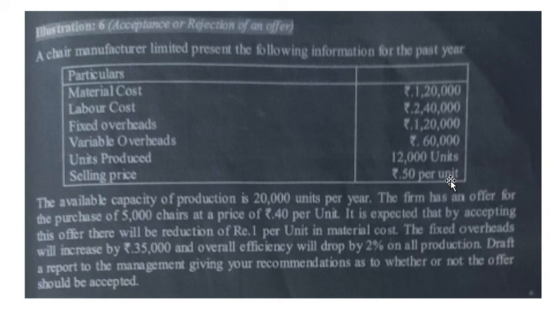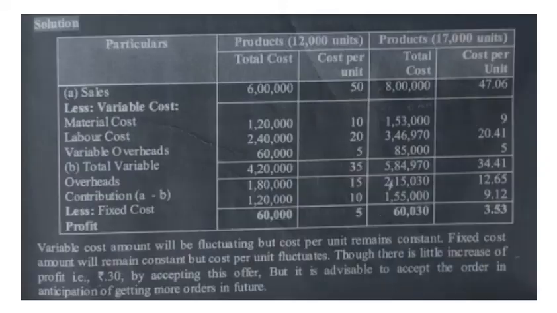So 6 lakh for 12,000 units, and for 5,000 units, which is 2 lakh. So 6 plus 2 would give us 8 lakh. Now, as we have got 8 lakh here, 8 lakh divided by 17,000 units, we will get our cost per unit, which is 47.06.